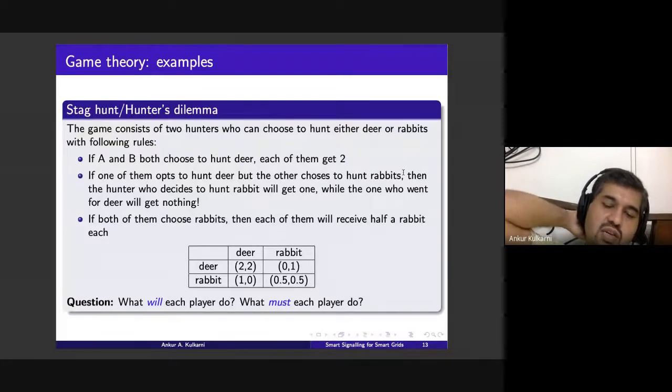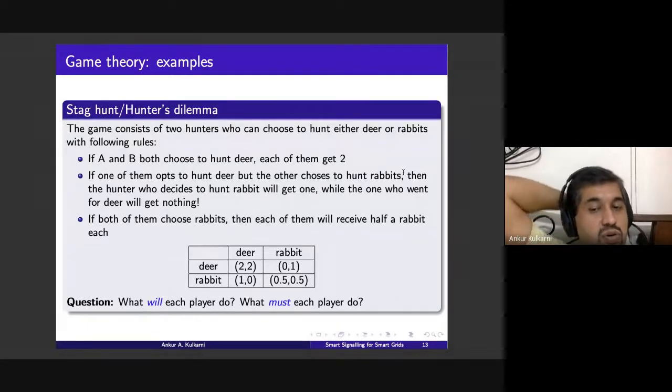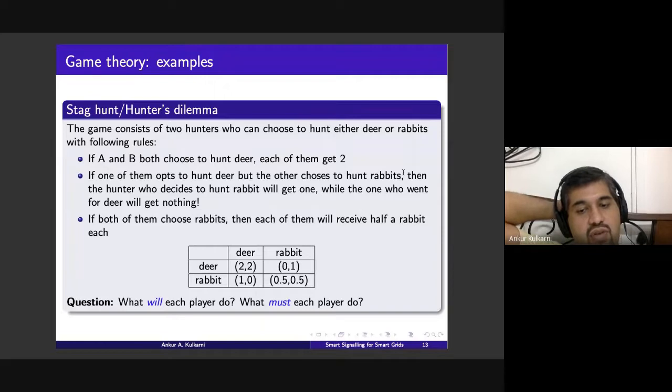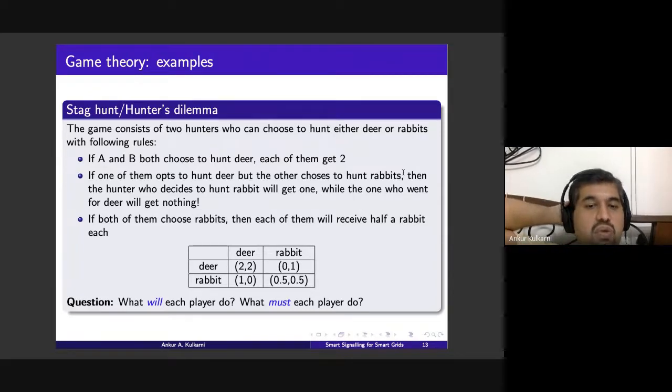The rabbit is small, he gets 1 unit of satisfaction, and the one who's gone for the deer gets 0. If they both go for the rabbit, then they each get half unit of satisfaction. The question again is what will each of them do, and what must each of them do?